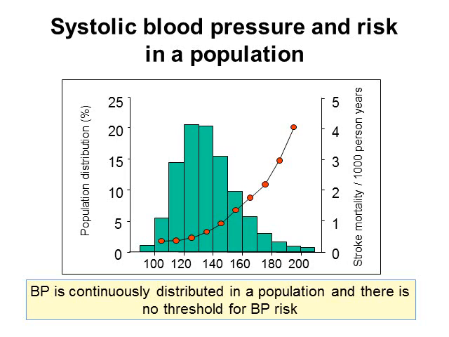Remember that blood pressure is continuously distributed in a population, and we have no threshold for blood pressure risk. So if we look at systolic blood pressure and risk in a population, here we're looking at population distribution on the left axis, systolic blood pressure on the horizontal, and stroke mortality per 1,000 person years on the right hand axis. If you look at the green bars first to look at the systolic blood pressure, and remember we take nominally normal value of 120/80 as being an average standard level for blood pressure.